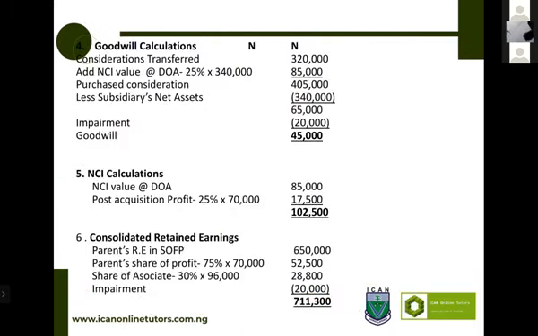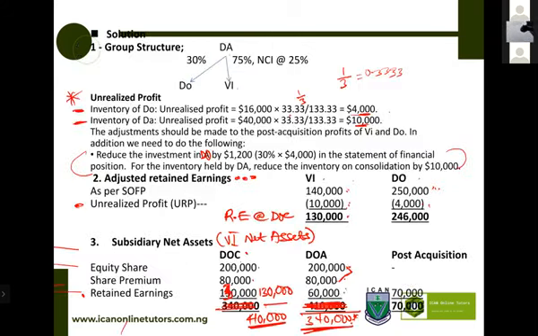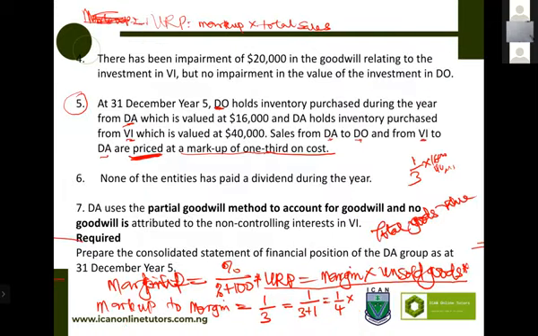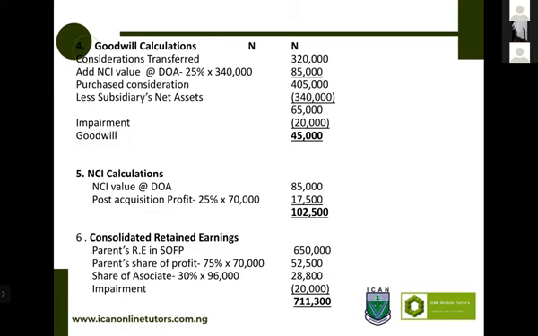Add NCI value at DOA. How does the group policy value their NCI? How do they value goodwill? That uses the partial goodwill method. You know the partial goodwill method. When they use partial goodwill method, it means that is how it has been valued, and no goodwill is attributable to the NCI interest in V. So when it is the group policy to value NCI as proportionate or as partial, you are using the percentage on the net assets acquired.